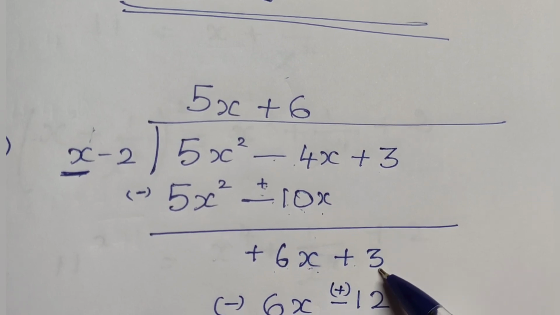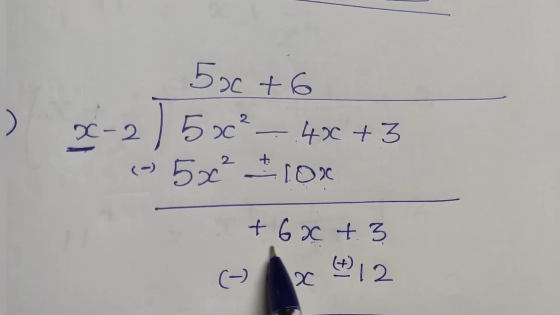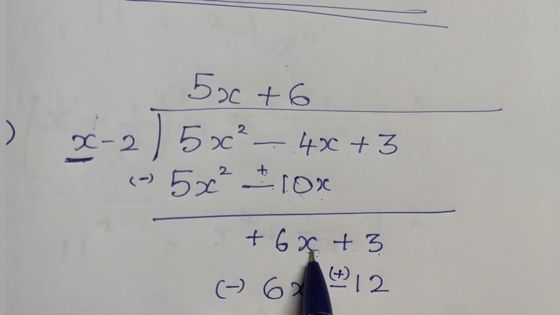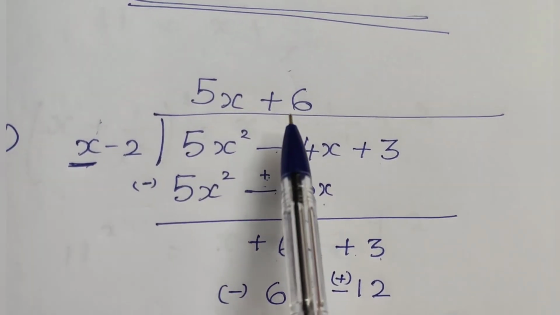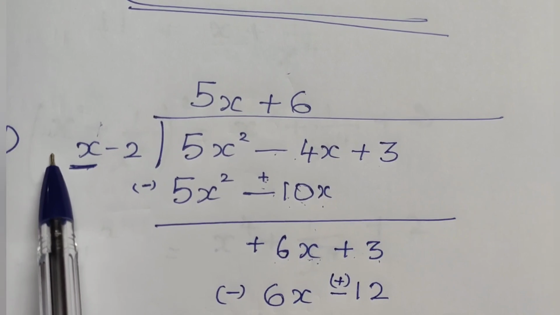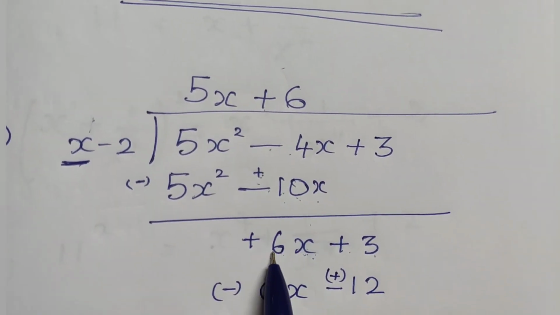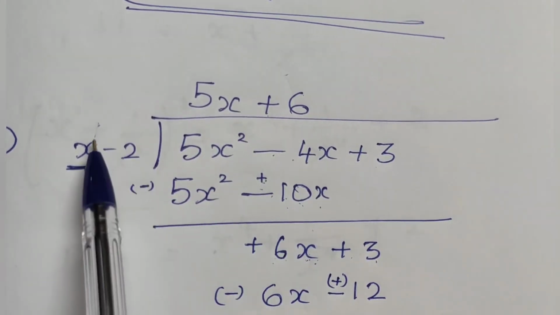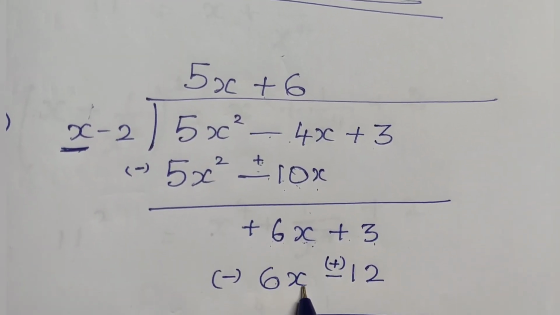Bring down plus 3. Now divide plus 6x by x. So 6x divided by x is 6. Plus divided by plus, plus. 6x divided by x, 6. Now multiply 6 into x, 6x.